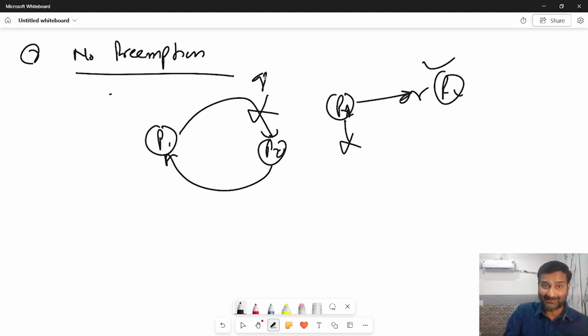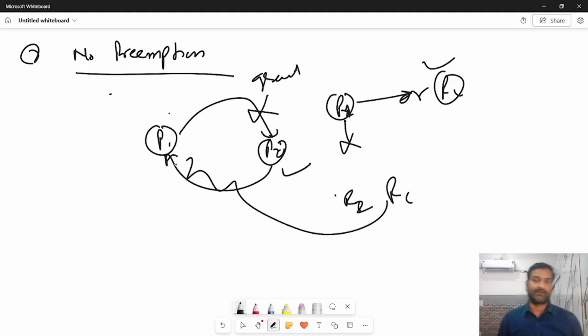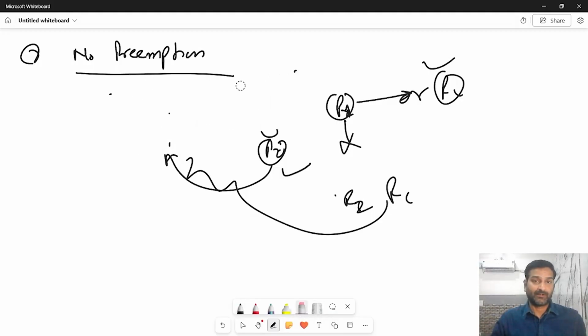So I can grant this resource R1 to P2 by using preemption. P2 will execute, and after execution P2 will release the resource R2 as well as R1, and that can be provided to P1. So no preemption means if we are not able to take away that resource forcefully, there may be a situation of deadlock. This is the meaning of no preemption.